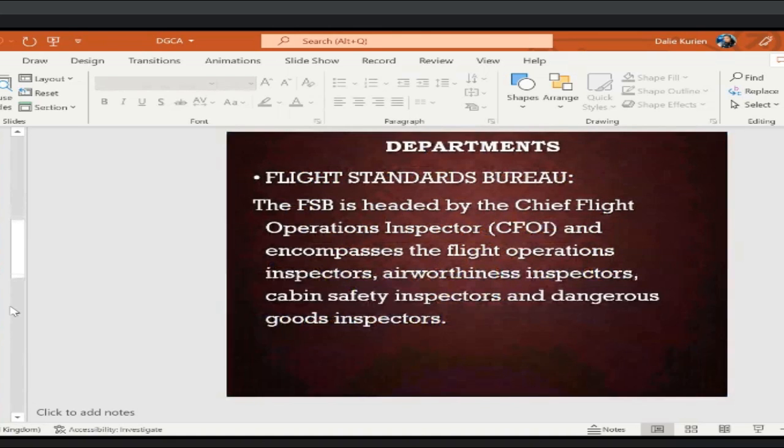Departments: the Flight Standards Bureau, the FSB, is headed by the Chief Flight Operations Inspector. So this is one of the departments in DGCA, headed by the Chief Flight Operations Inspector. What does this person check? This checks the flight operations totally, as in how worthy your cockpit is, how worthy your cabin is to be seated in, whether it is able to travel to so much height, what altitude it can travel. All these will be checked by the CFOI. So this is one of the departments.